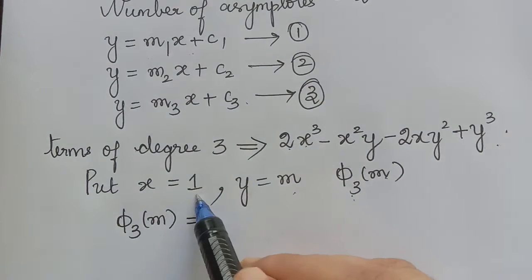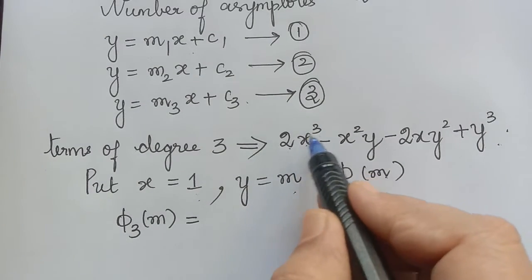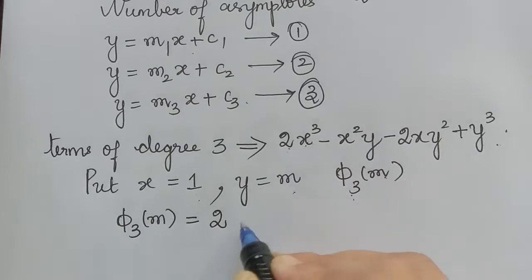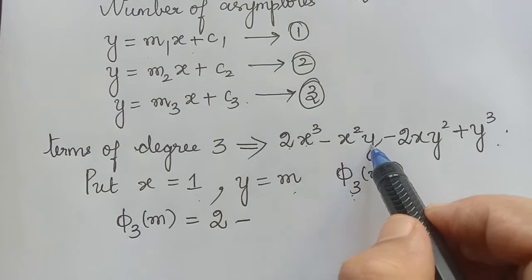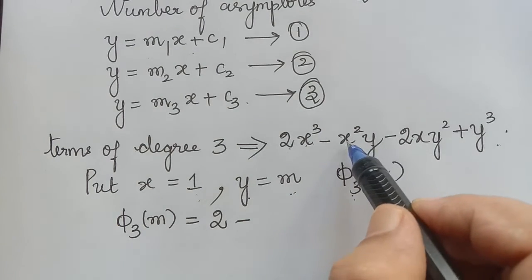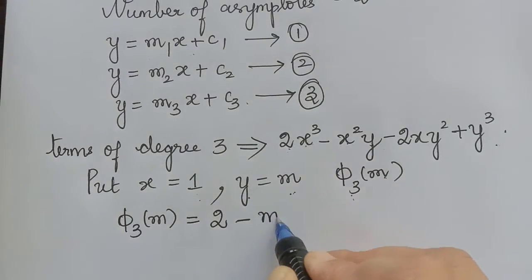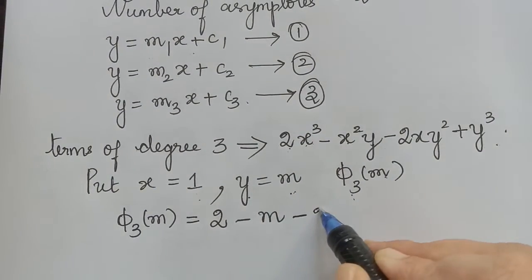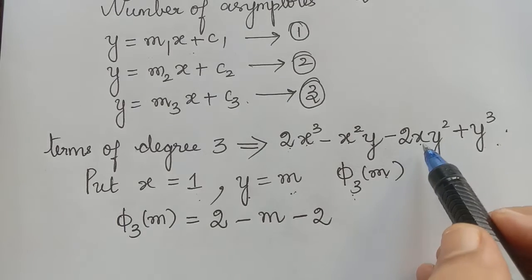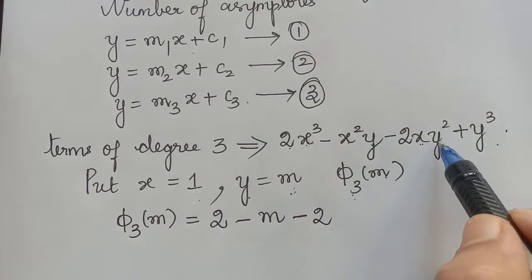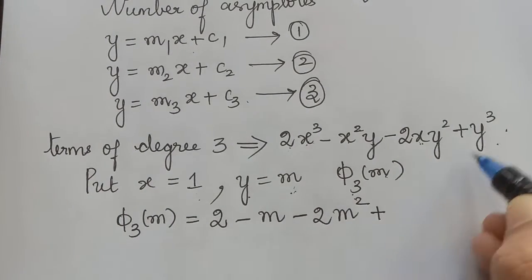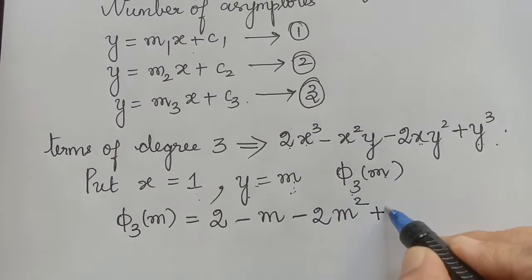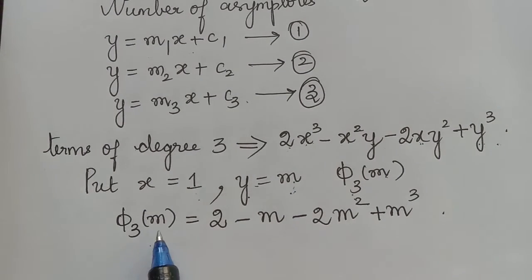So now phi 3 of m will be equal to, now here we have x. So we should put x is equal to 1. So we will be getting 1 cube, so 2 into 1, it will be 2. Minus x square y. X is 1, so 1 square multiplied with y. Y is m. So it will be 1 into m, so it will be only m. Minus 2 x y square, we have only x here, so x is 1. And then y is m, so it will be m square. So 1 into m square, it will be only m square. Plus y cube. Y is m, so m cube. So this is phi 3 of m. This is how we have to obtain phi 3 of m.